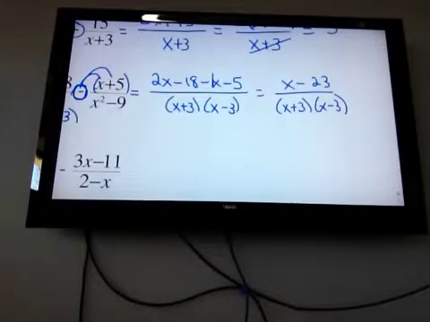Factor, nope. Can't take x minus 23 and do anything to it. Reduce, nope. Can't take x minus 23 and reduce it with anything in the denominator. So you're done. That's your answer.